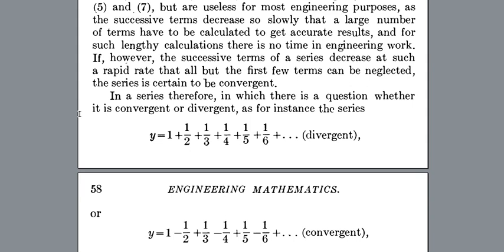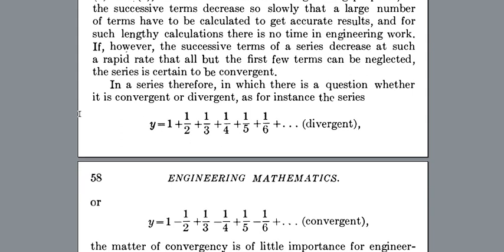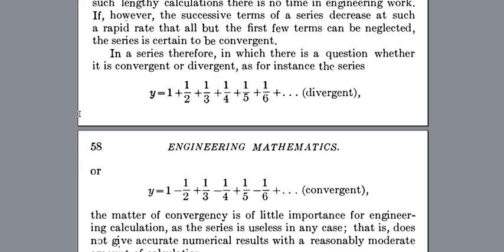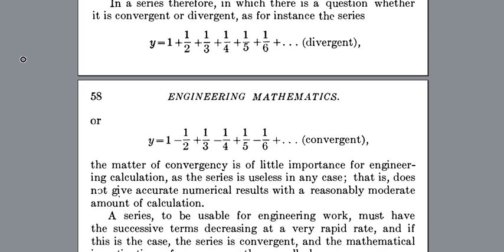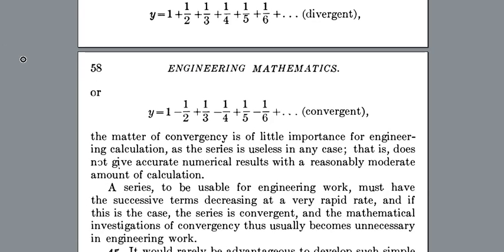In a series, therefore, in which there is a question whether it is convergent or divergent, as for instance the series y equals 1 plus 1 divided by 2 plus 1 divided by 3 plus 1 divided by 4 plus 1 divided by 5 plus 1 divided by 6, and so on, which is divergent, or y equals 1 minus 1 divided by 2 plus 1 divided by 3 minus 1 divided by 4 plus 1 divided by 5 minus 1 divided by 6, and so on, which is convergent.